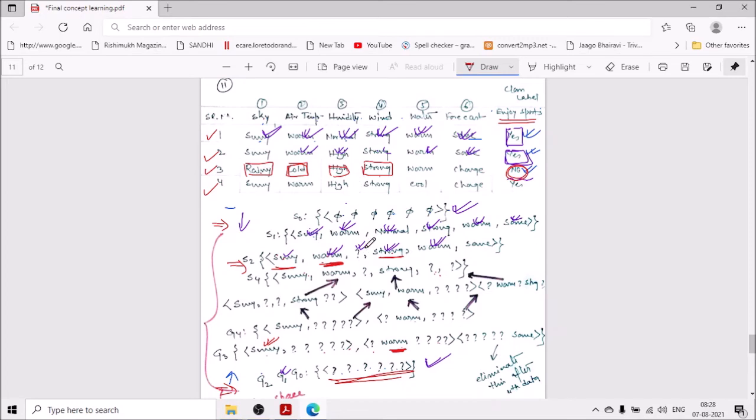Okay, but if there is a question mark, we can ignore it. If both are same, we can ignore it. Here it is warm and warm. Both are same. We can ignore it. Now here it is change and same. These are different. We have to copy from the hypothesis. Same.